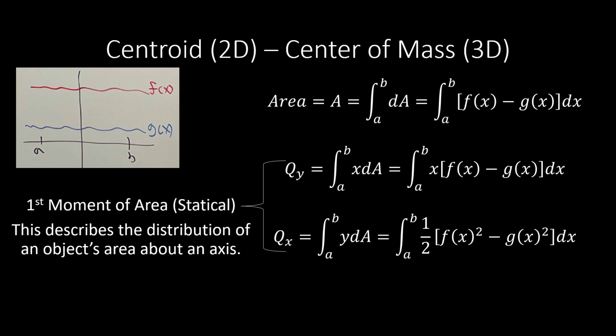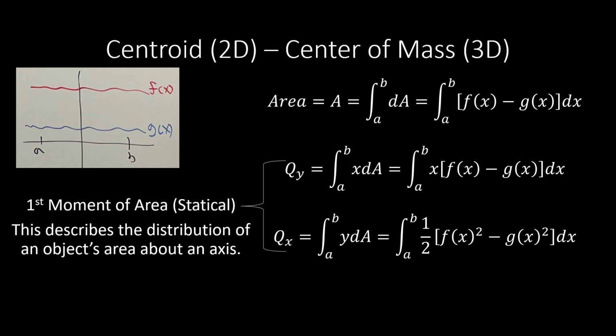And while that's cool, the first moment of area is called the statical, and that's going to be our Qy and Qx. Essentially, how does the area between our two curves, or our defined shape, get distributed along the x and y axis?